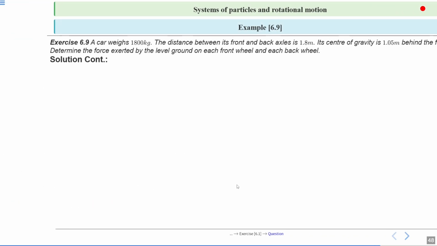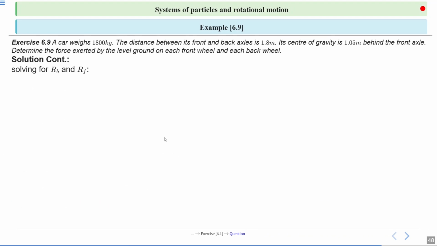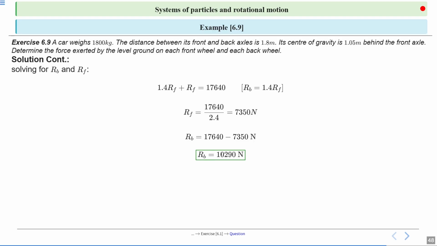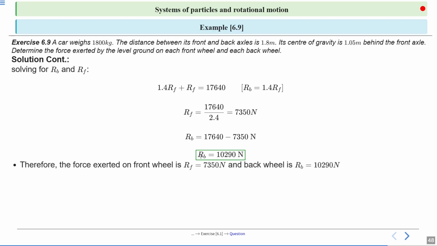Now solving for RB and RF, 1.4 RF plus RF is equal to 17640, since RB is equal to 1.4 RF. So RF is equal to 17640 divided by 2.4. So 7350 Newton is the force. So RB is equal to 17640 minus 7350 Newton. This is just mathematical calculation only. So RB is equal to 10290 Newton. Therefore, the force exerted on the front wheel is 7350 Newton and on the back wheel is 10290 Newton.